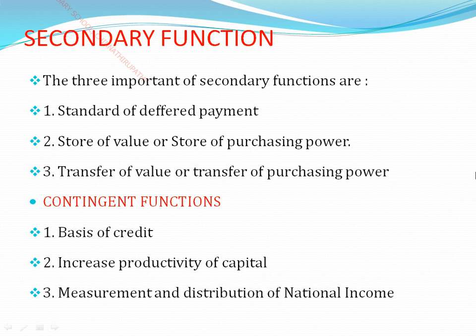Now next, the third one: transfer of value or transfer of purchasing power. Money makes the exchange of goods to distant places as well as abroad possible. It was therefore felt necessary to transfer money from one place to another. So far, money acts as a secondary function in the name of transfer of value. Okay, next one, see here.